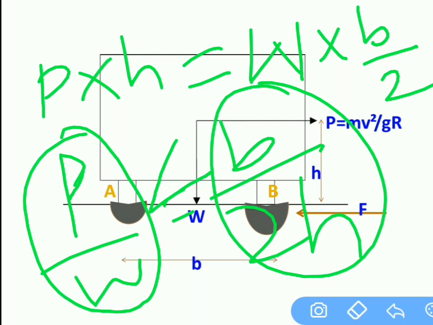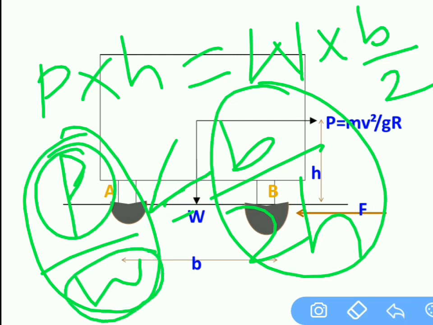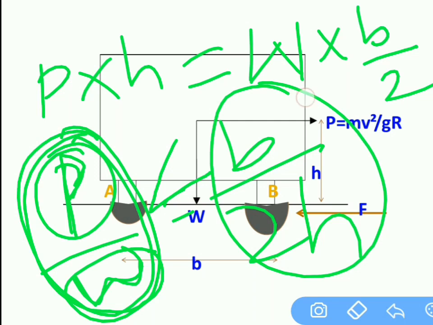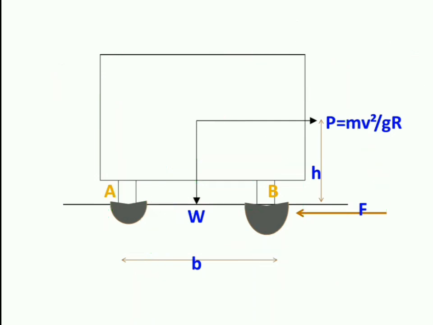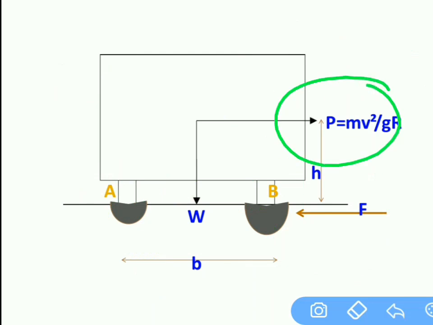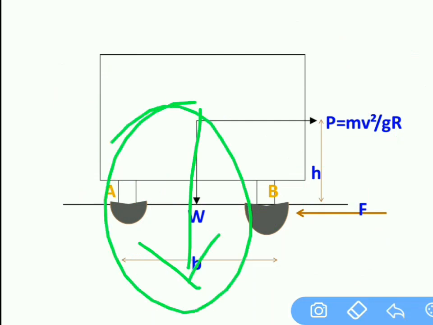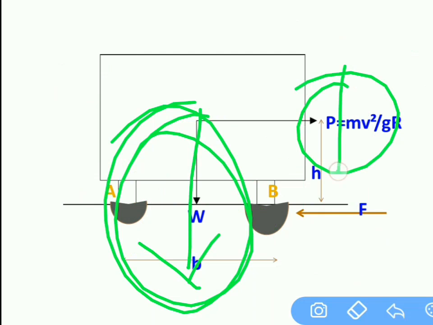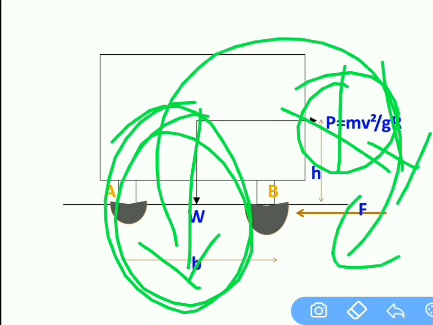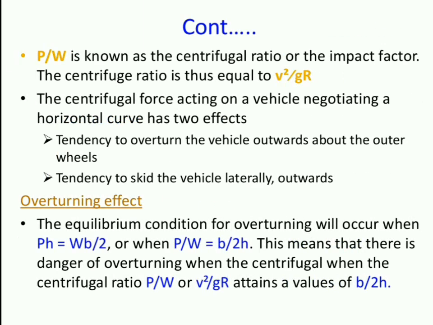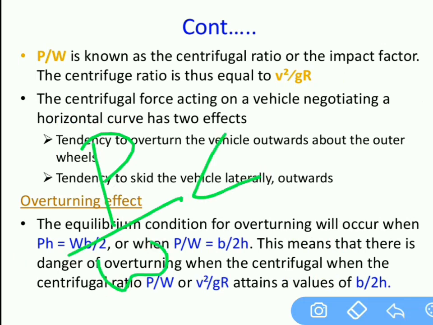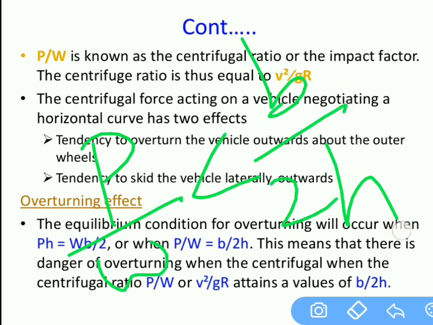What is the impact ratio? The ratio between the centrifugal force and the self weight of the vehicle; we take it as the centrifugal ratio. This ratio value must always be less and the other value always more, then only my vehicle is safe. If this force becomes more, my vehicle overturns. So the self weight, the resistance value, must be more and this value less, then only my vehicle is safe against overturning. Keep that in mind. To be safe against overturning, P by W must always be less than B by 2H.